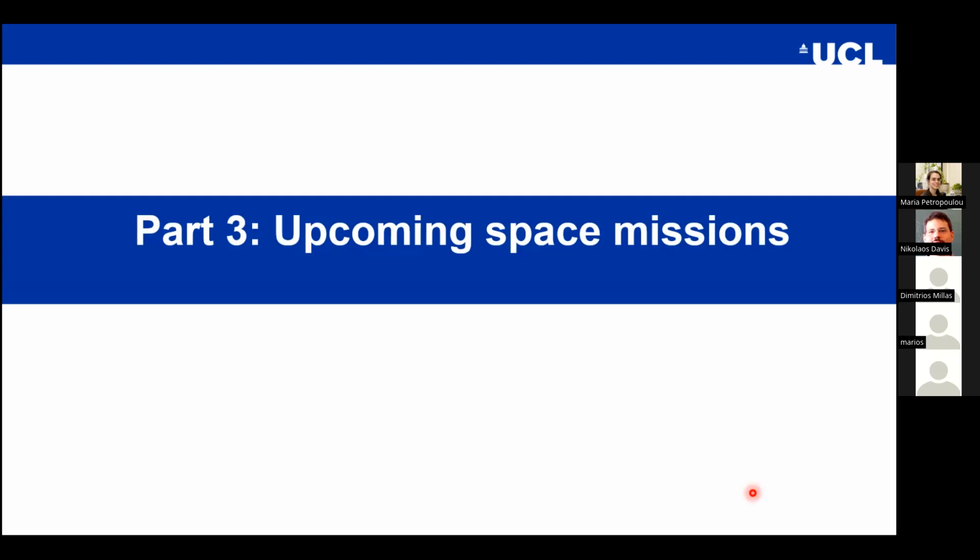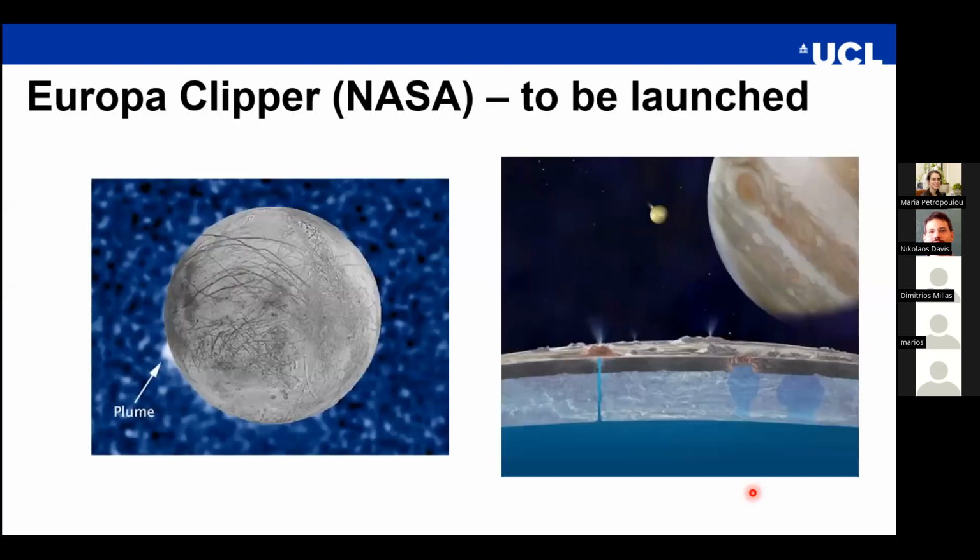Okay. So the European Space Agency and NASA have some missions planned for the Jovian system. The second one, but the first one to arrive, which is a little bit unfair, is Europa Clipper. As the name suggests, it will be focused entirely on the moon Europa, which is an icy moon.